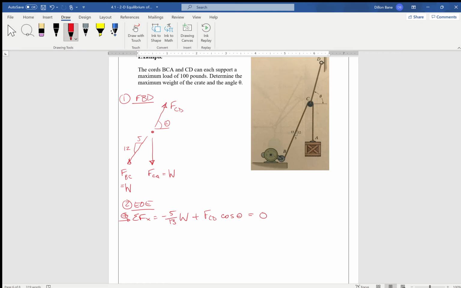Repeat the process for the y direction. Sum forces in the y direction, up to be positive. What we find is negative 12/13 W minus W plus FCD sine theta is equal to 0.